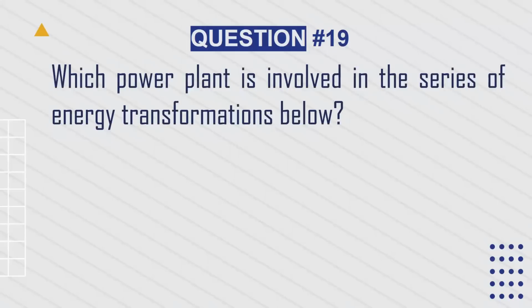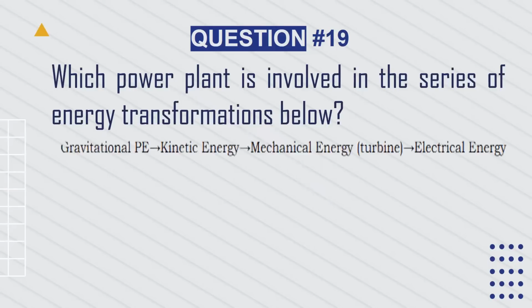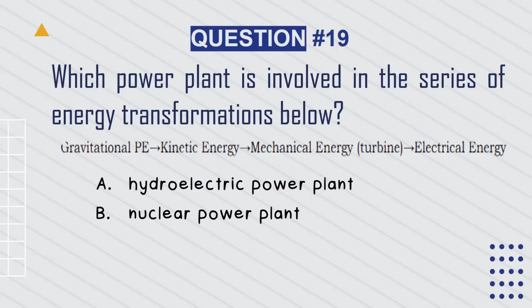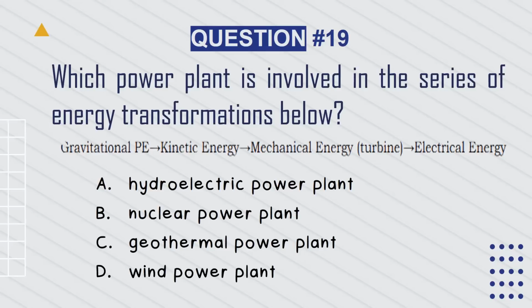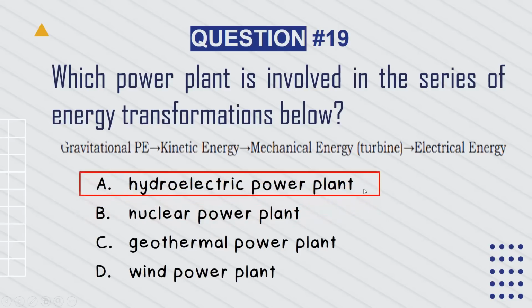Which power plant is involved in the series of energy transformations below? From gravitational potential energy to kinetic energy to mechanical energy to electrical energy. Is it A, hydroelectric power plant, B, nuclear power plant, C, geothermal power plant, or D, wind power plant? So the correct answer to this one is, of course, hydroelectric power plant. So to prove, here is a diagram.